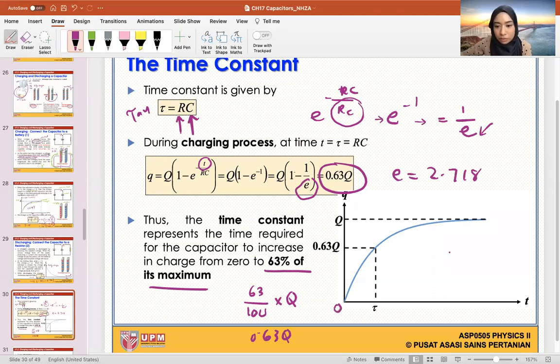So earlier we started from 0 to the maximum Q, and tau is 0.63 of Q. So this is 0 of Q, this is, let's say, 1 of Q, and this is 0.9 of Q. It's just a percentage value with respect to Q. What is Q? It's the maximum amount of charge that the capacitor can take.